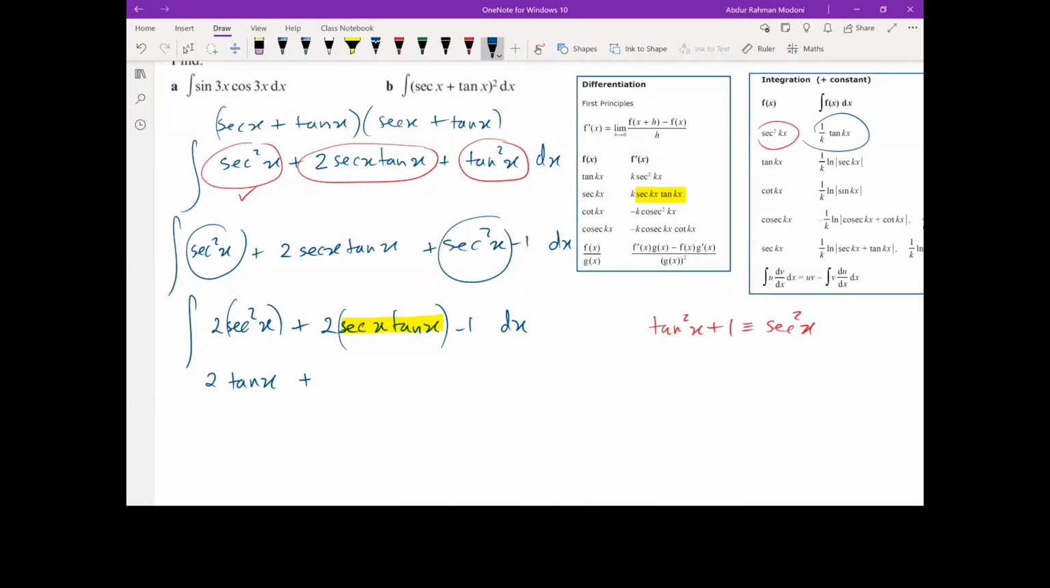So what is the integral of sec x tan x? Well, if you look at this here, we can see that sec x tan x gets us sec x. So if we were to differentiate sec x, we would get sec x tan x. So the integral of that is sec x, and the 2 is just essentially what it's multiplying. It's 2 lots of that. And then integrating minus 1 gets us minus x plus our constant of integration, c.